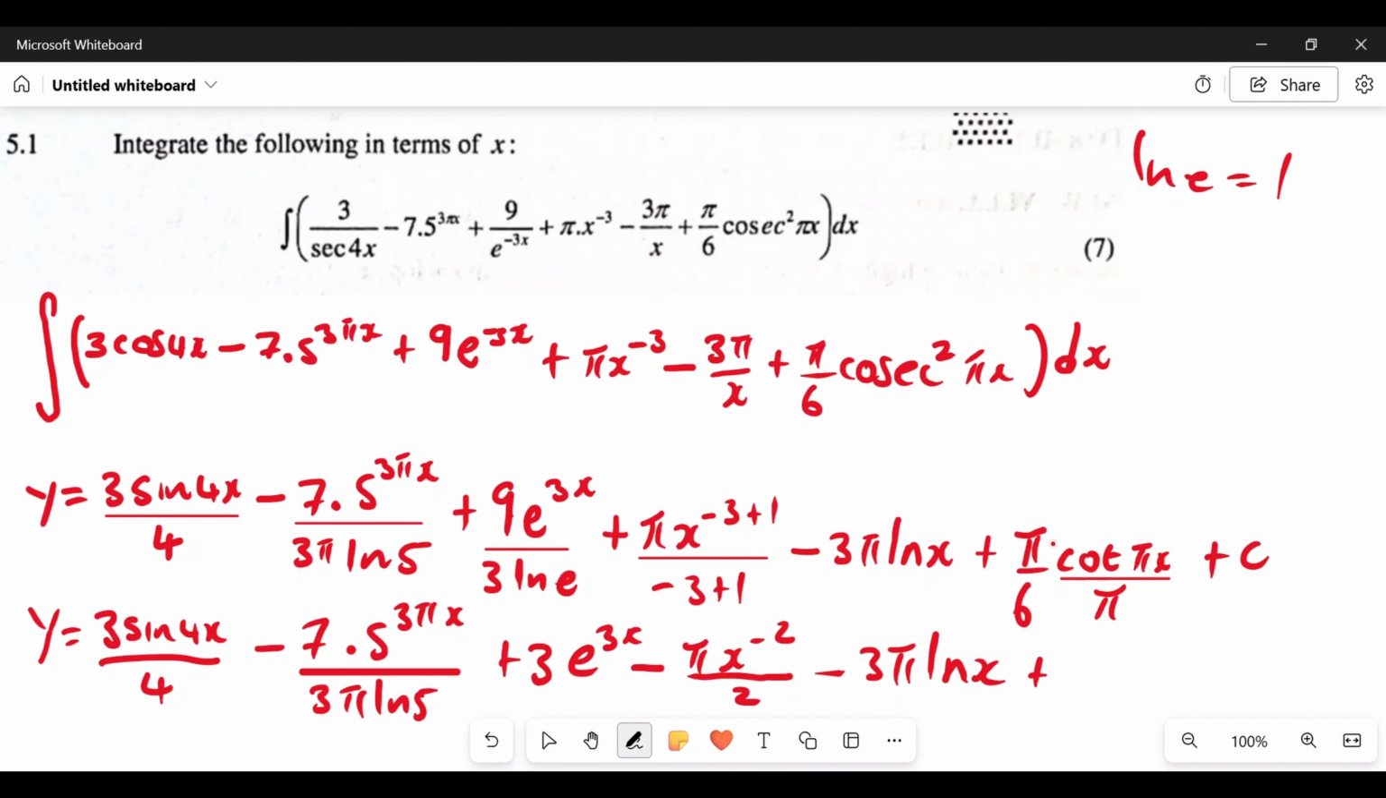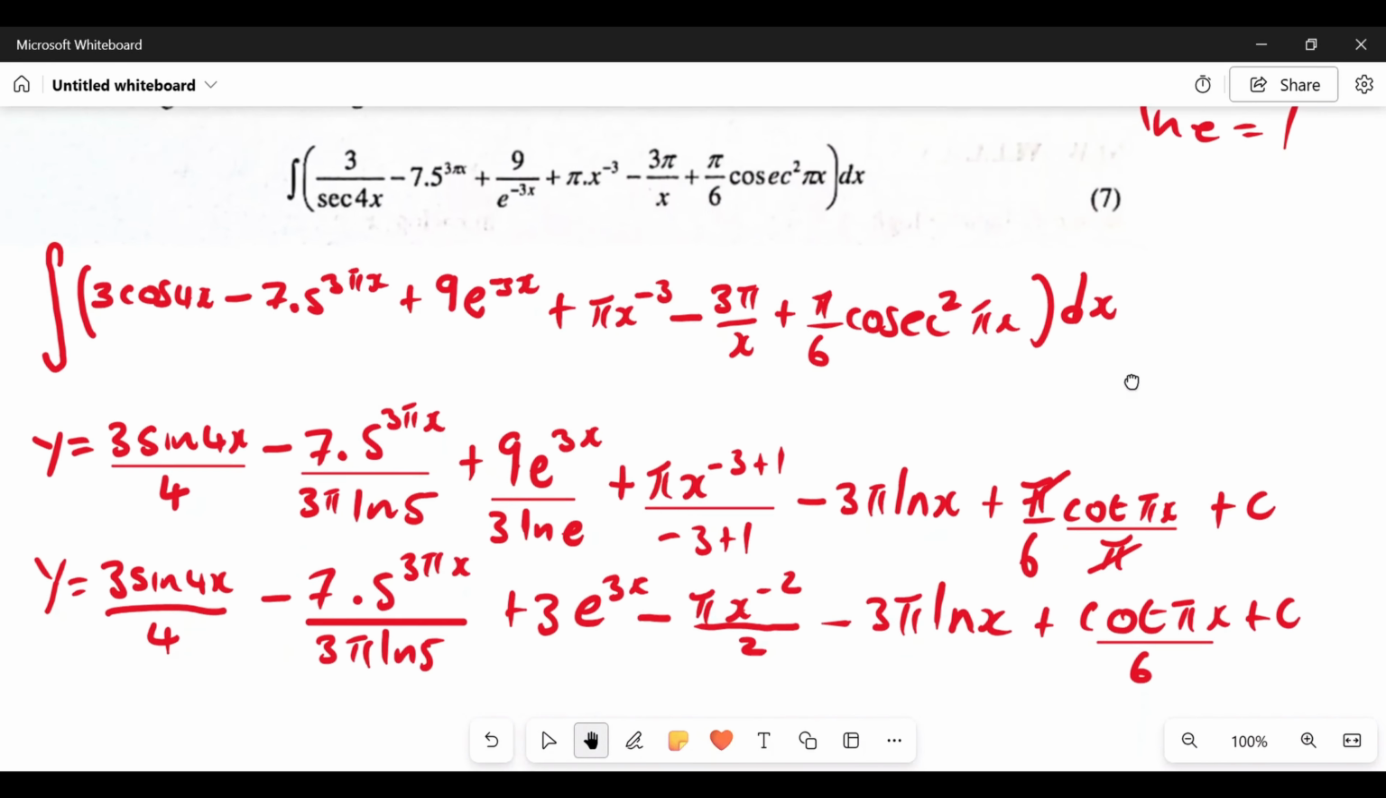pi. Now, if you look at pi, we have pi on the numerator and pi on the denominator. They're going to divide each other. So you're going to be left with cot pi x divided by 6 plus c. Guys, this is how you do this one here.